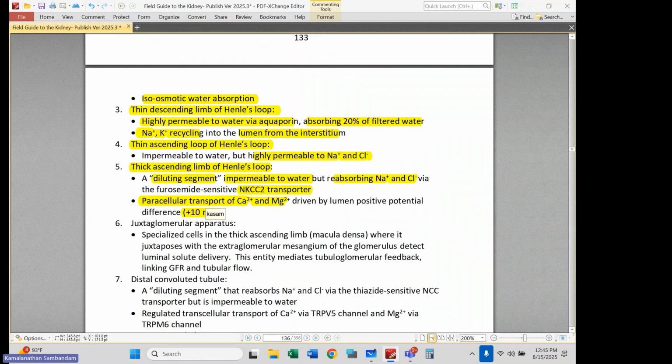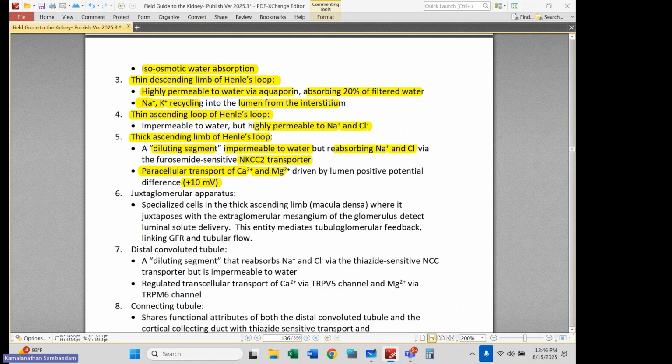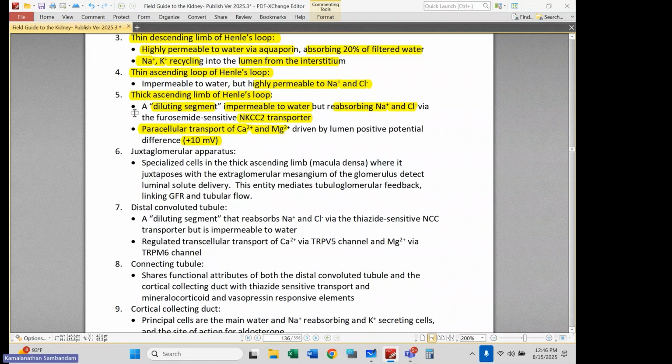We're essentially reducing this lumen positive potential difference by giving loop diuretics, and therefore reducing paracellular transport of calcium, reducing the reclamation of calcium through the paracellular pathway. This again explains why loop diuretic causes magnesium wasting and why sometimes you need to give magnesium supplements to your loop diuretics. Again, you need to know in greater detail, know it, let's say, in your sleep.